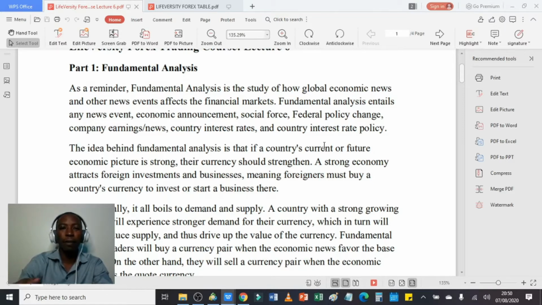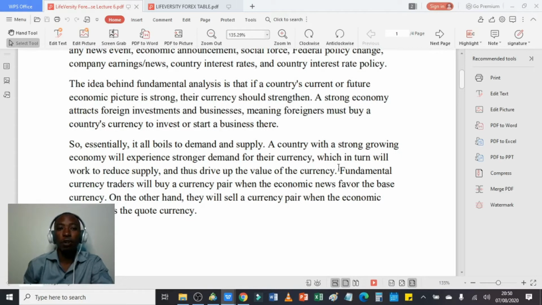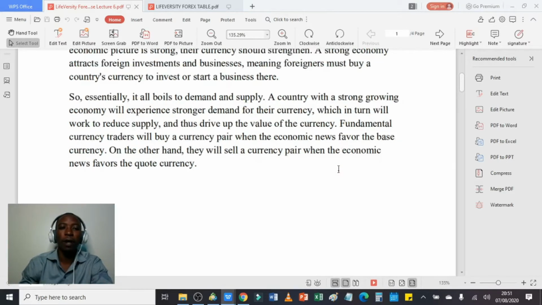The idea behind fundamental analysis is that if a country's current or future economic picture is strong, their currency should strengthen. A strong economy attracts foreign investments and businesses, meaning foreigners must buy a country's currency to invest or start a business. So essentially, it all boils down to demand and supply. A country with a strong growing economy will experience stronger demand for their currency, which in turn will work to reduce supply and thus drive up the value of the currency. Fundamental currency traders will buy a currency pair when the economic news favor the base currency. On the other hand, they will sell a currency pair when the economic news favor the quote currency.